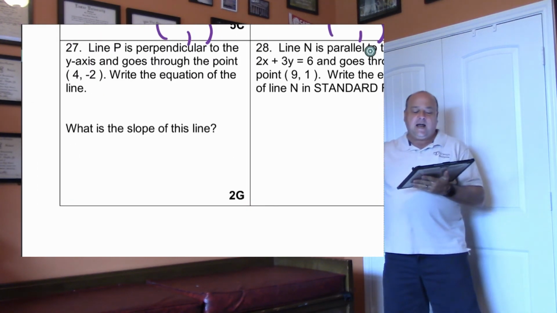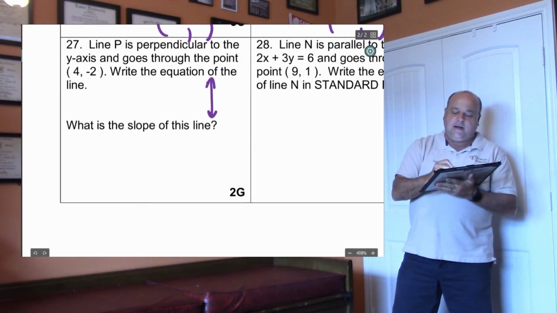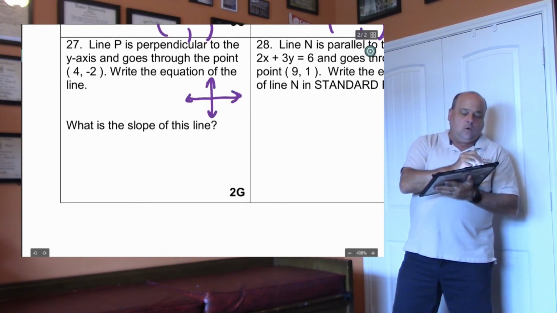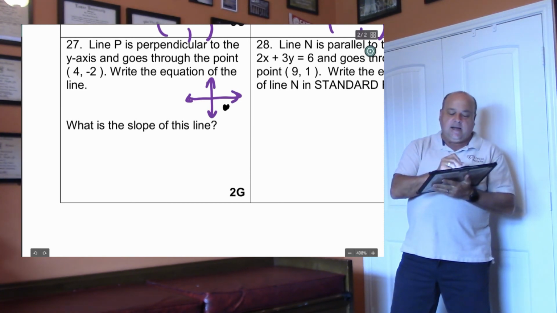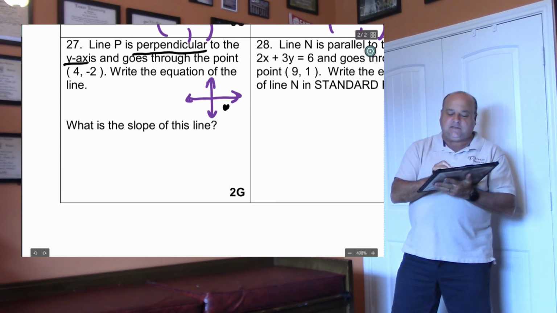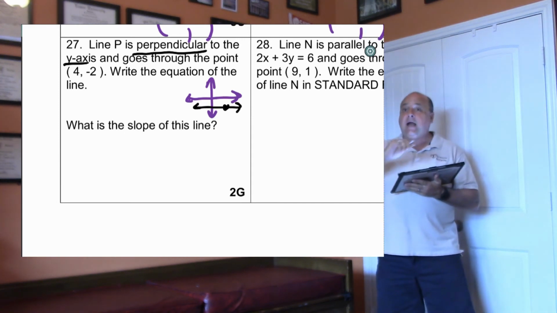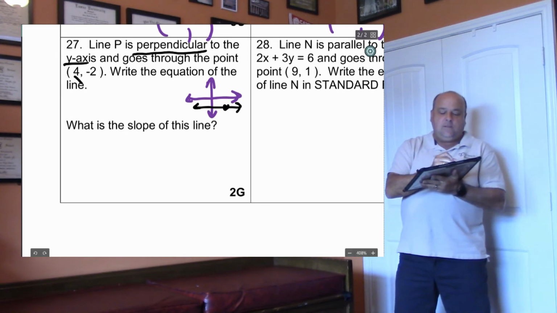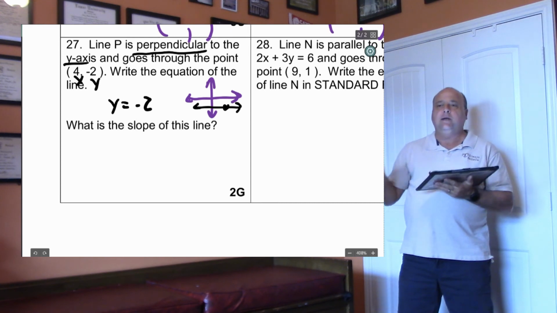Number 27, line P is perfect. Draw a picture of this. Okay, so let's draw an XY axis. Our ordered pair is 4, -2, which is somewhere down here, correct? And it's perpendicular to the y-axis. That means it's going to do this. That means if it's perpendicular to the y-axis, it will go through the y-axis. This is my x, this is my y, so the equation is going to be y equals -2.